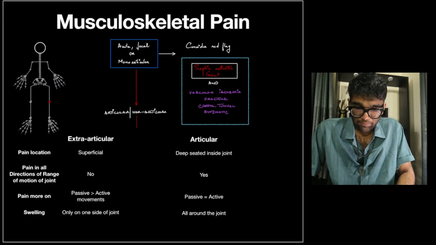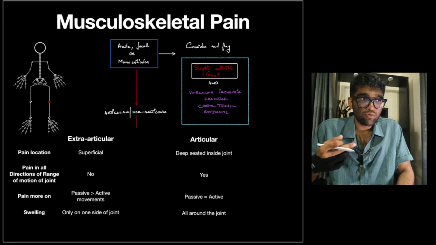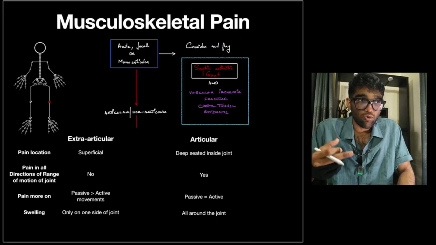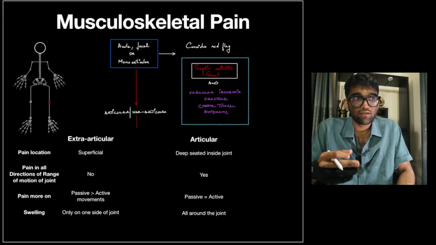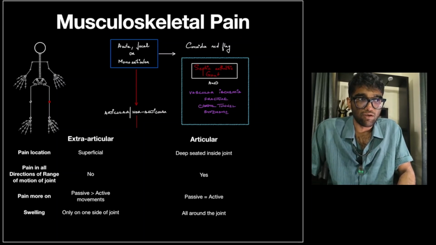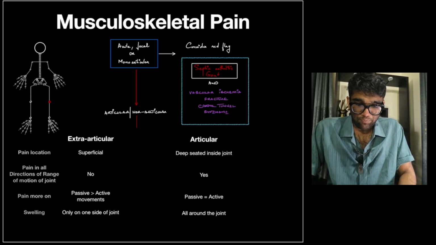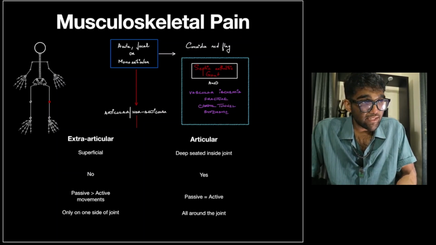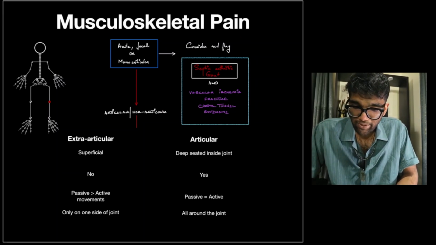And finally, the swelling, because again the joint is a three-dimensional structure, is all around the joint. So in case of the wrist, it would be all around the wrist. In the dorsal aspect, the ulnar aspect, the radial aspect. The ventral aspect, it may not be apparent, because obviously there are a lot of tendons ventral to the wrist, but you get the point. Okay. So once we've done this, we decide whether it is an extra-articular or an articular pain.